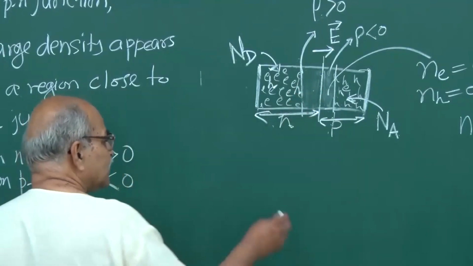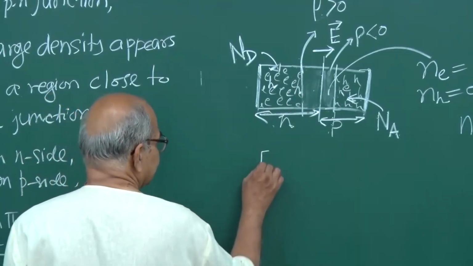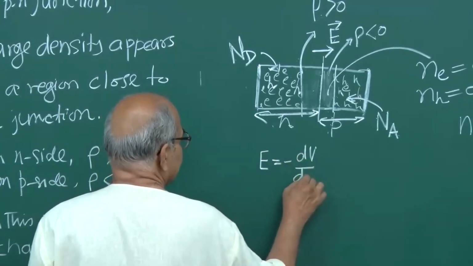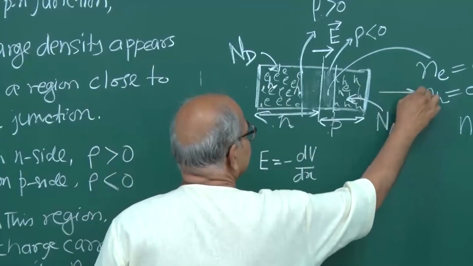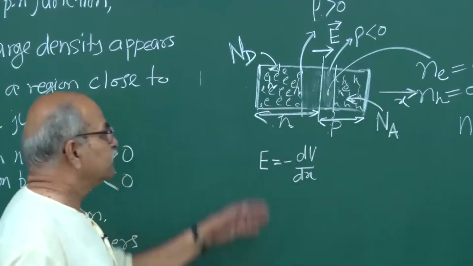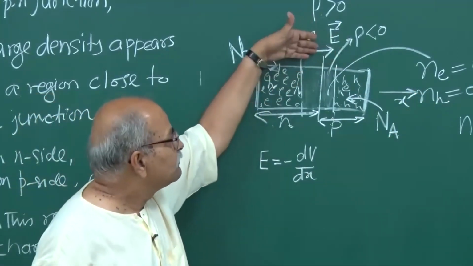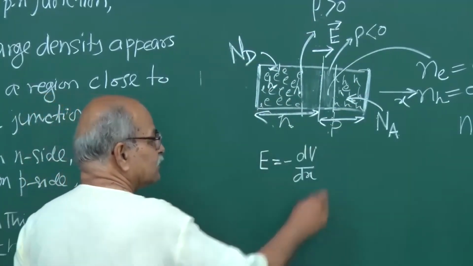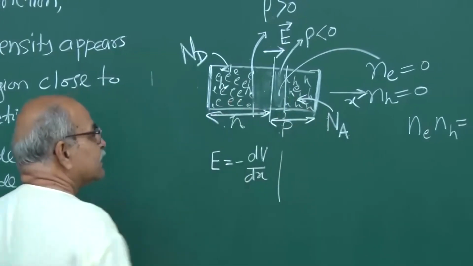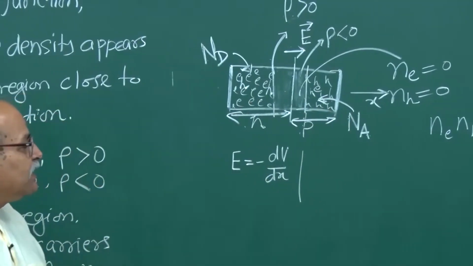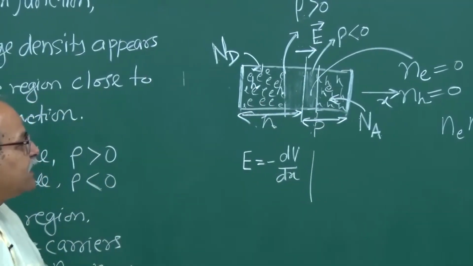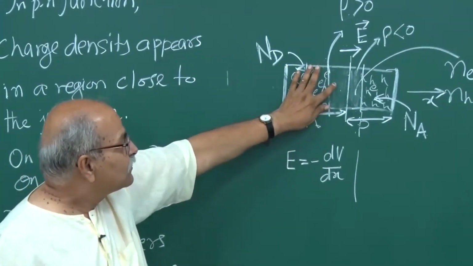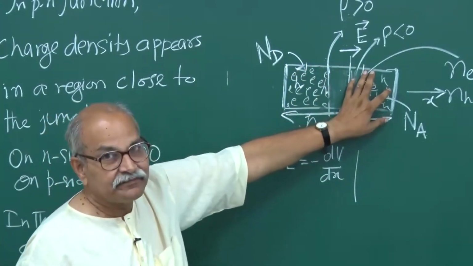You are going along the electric field. If you go along the electric field, potential decreases; E is minus dV/dx. If I call this the x direction, and the electric field is in the x direction, then E is minus dV/dx. So potential decreases. That means this N side should be at a higher potential than the P side.